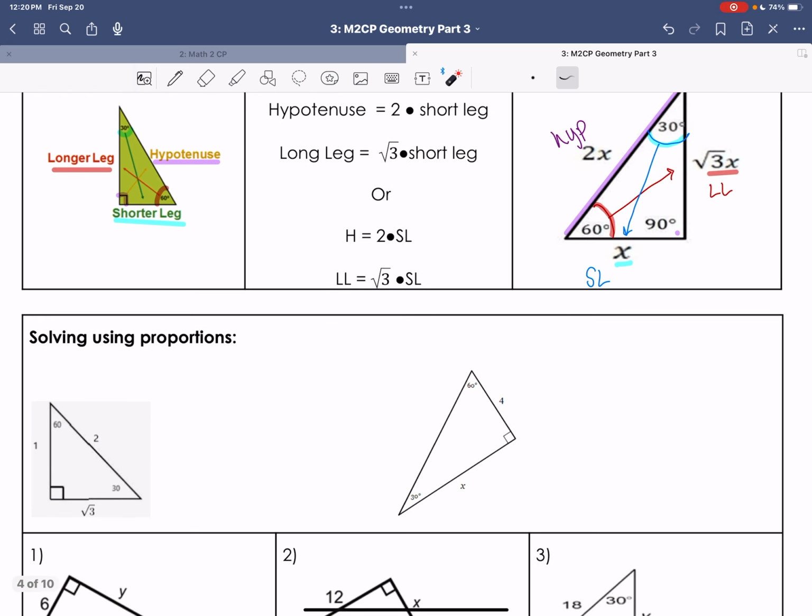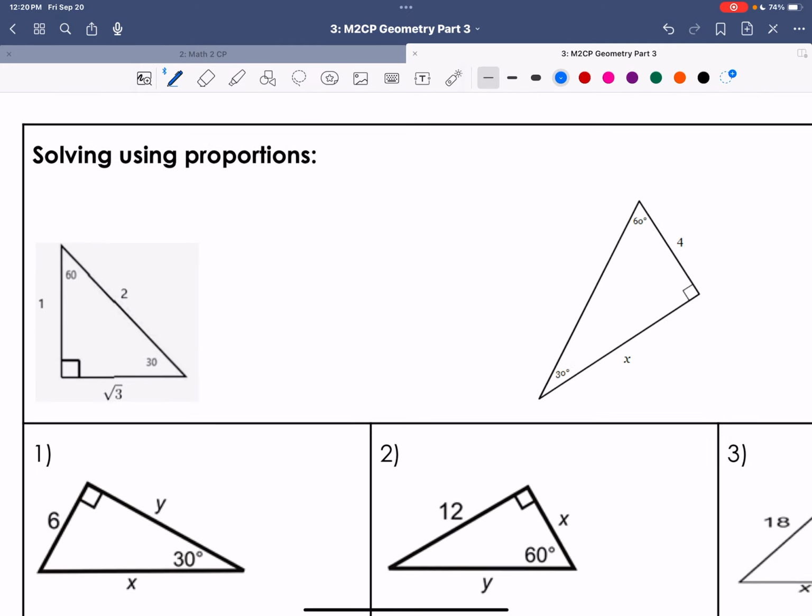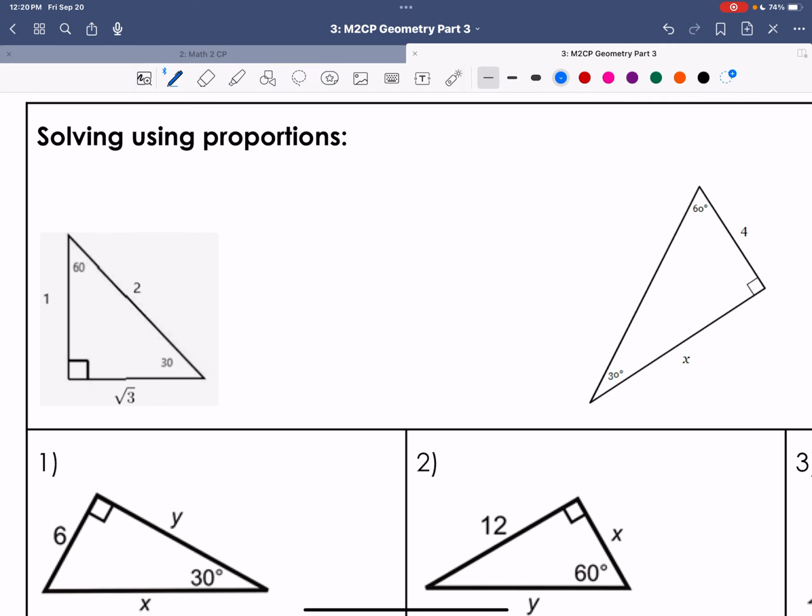First off, let's get this one set up using proportions. So you need to figure out which side goes with what by looking at the angles. So let's start by labeling the sides. Well, the right angle's here, so I know this is going to be your hypotenuse, and this is your hypotenuse. And then now let's look at the angles. If you look at the 30-degree angle here, this is my short leg. And here we have 30 degrees, so this is our short leg. And then lastly, you've got 60 degrees here, so this is our long leg. And you have 60 degrees here, so this is also our long leg.